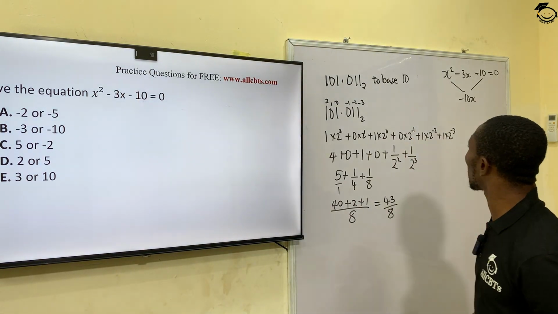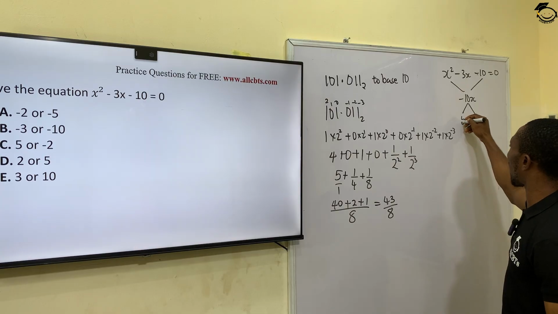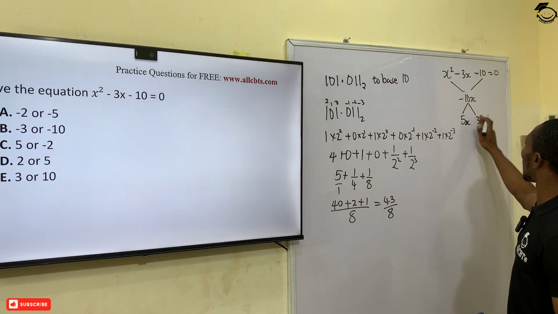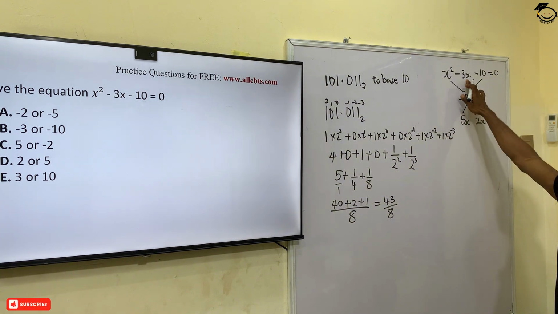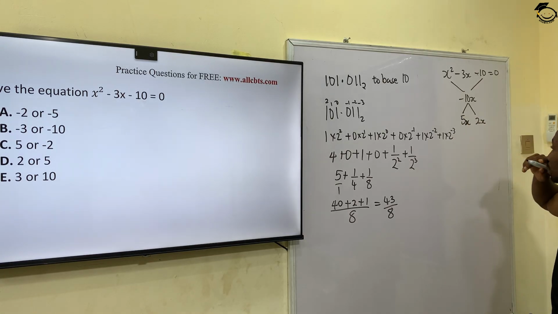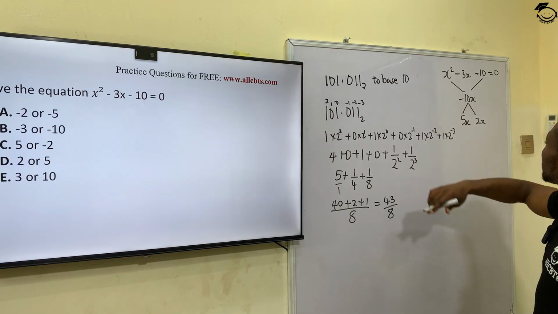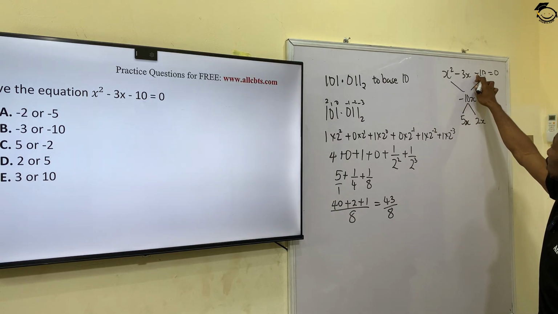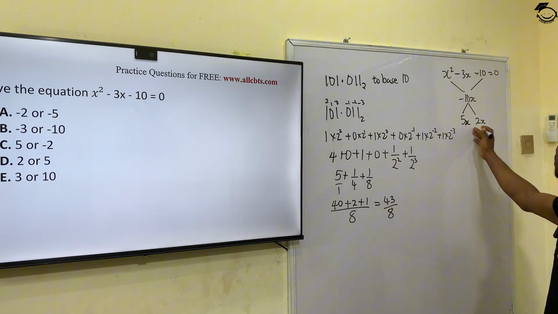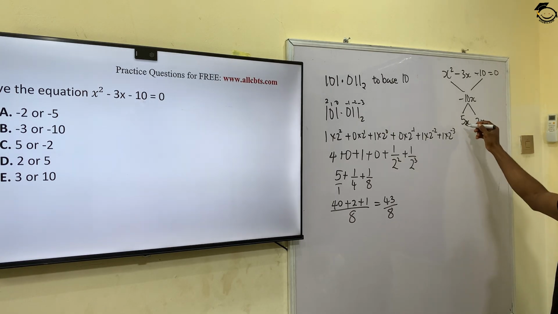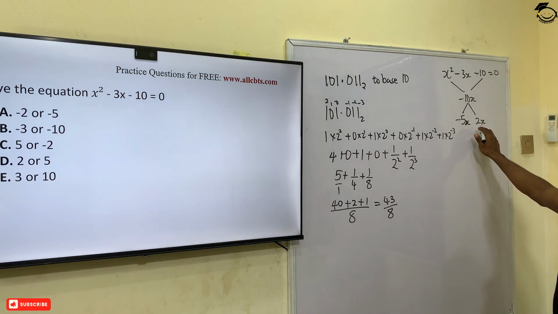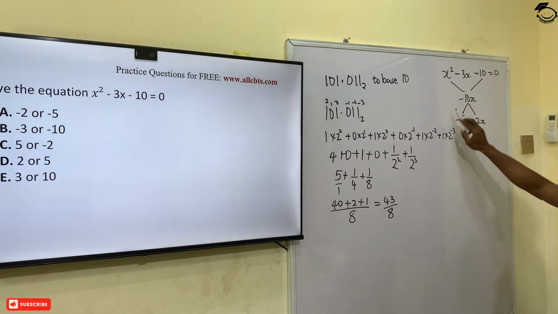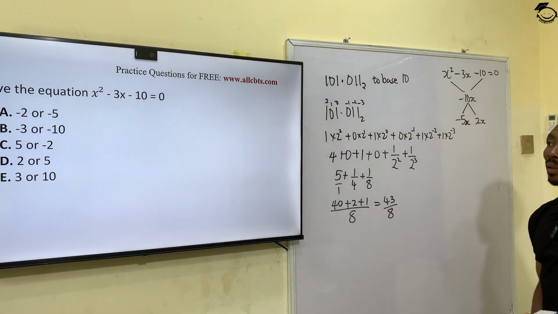So now when we look at our factors of 10x, we have it as 5 and 2. 5 times 2 will give us 10. 5 minus 2 will give us 3. Now, considering our signs, our 3 is minus and our 10 is negative. So which of our factors will be negative? We'll have our bigger number be negative since our 10 is negative. So this becomes 2 minus 5, which will give us minus 3. 2 times minus 5 will give us minus 10.